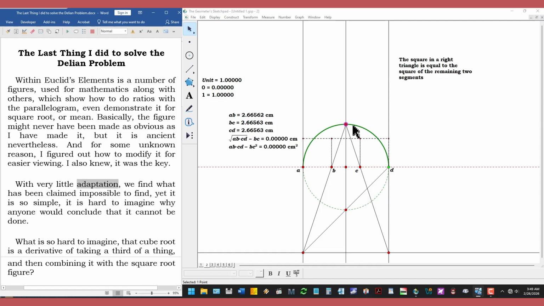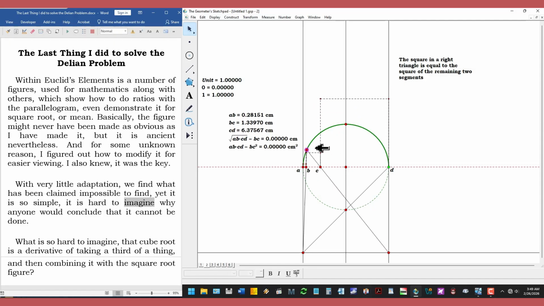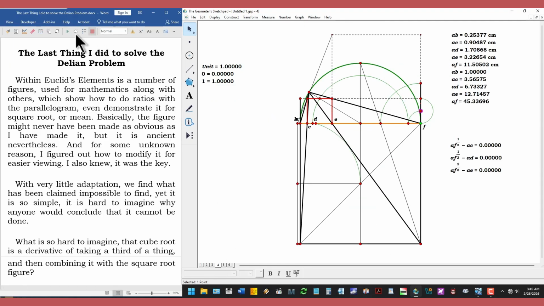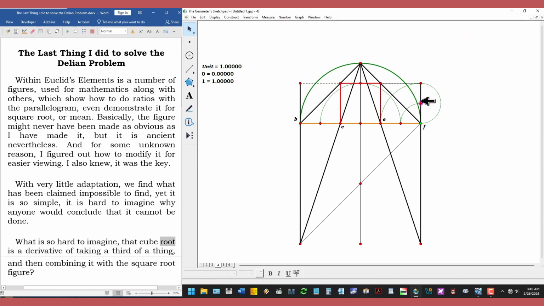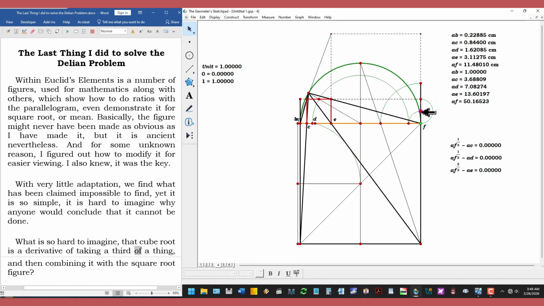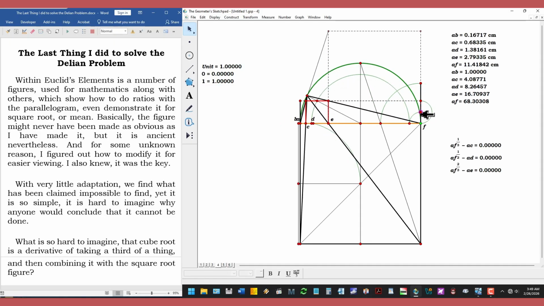With very little adaptation, we find what has been claimed impossible to find, yet it is so simple, it is hard to imagine why anyone would conclude that it cannot be done. What is so hard to imagine, that cube root is a derivative of taking a third of a thing, and then combining it with the square root figure?